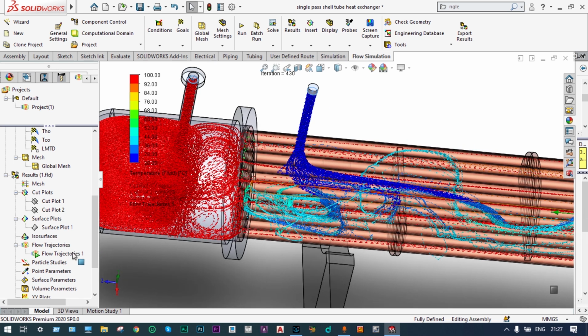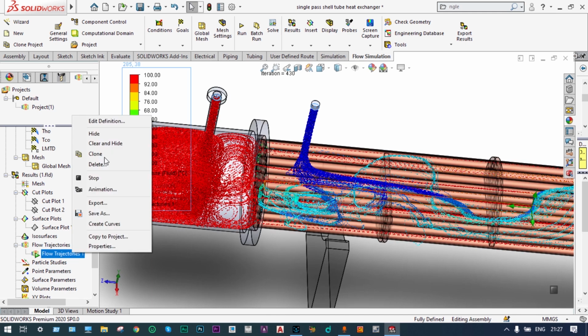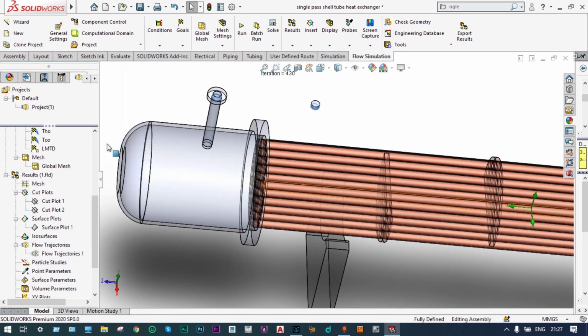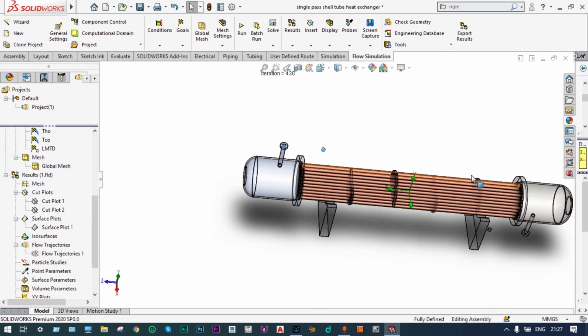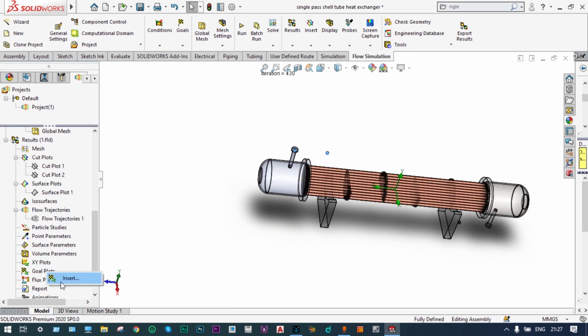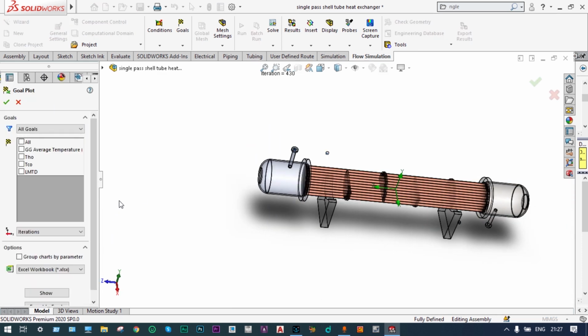Let us clear and hide this part of flow trajectories. Clear and hide. Now let us see the goal plots. Insert. We decided some specific goals. We want to see all of them. First one was average temperature of fluid, then exit temperature of hot water and cold water, at the same time LMTD as an equation goal. Let us see these goals.